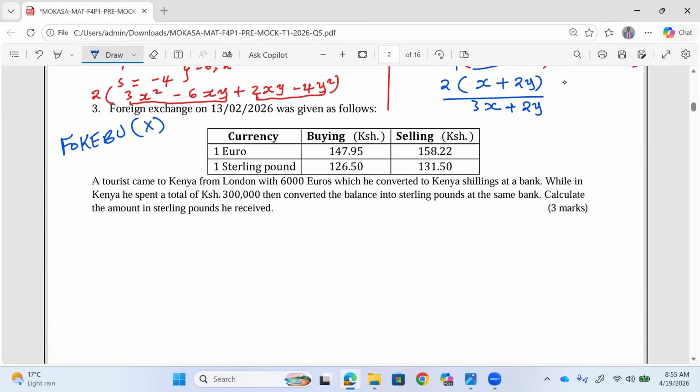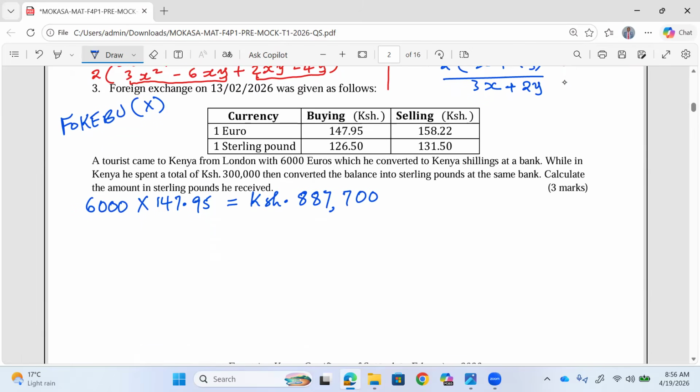Therefore, somebody is having 6,000 euros and the bank is buying each at 147.95. So at the end of the day, this gentleman will enter Kenya with some money, 147.95 times 6,000. So this guy is entering Kenya with 887,700. So now this is the money that he has entered Kenya with.